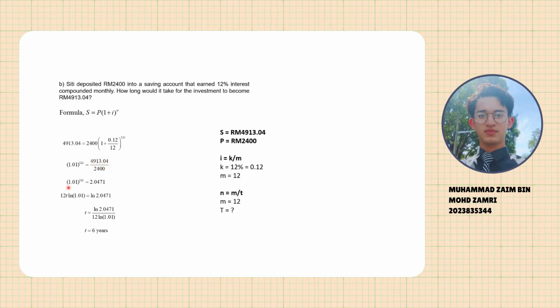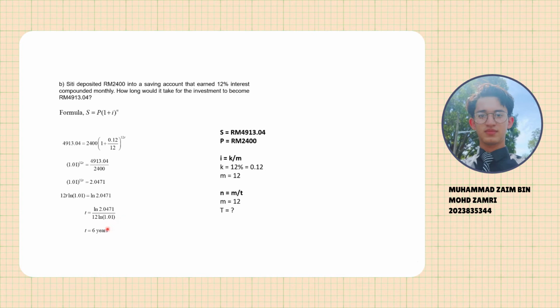Like this: (1.01)^(12t) = 2.0471. So to solve for t, we are going to use ln on both sides. This allows us to bring down the exponent 12t in front. So 12t ln(1.01) = ln 2.0471. So t = ln 2.0471 divided by 12 ln(1.01).